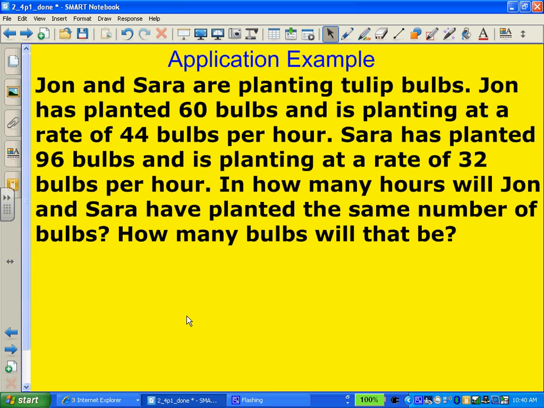So, again, please write down this story problem. You will need it to look back at when you run into a story problem on your bookwork. So we have John and Sarah planting tulip bulbs. John has planted 60 bulbs and is planting at 44 bulbs per hour. Sarah has planted 96 bulbs and is planting at a rate of 32 bulbs per hour. And how many hours will John and Sarah have planted the same number of bulbs? So in other words, when will John's amount equal Sarah's amount?